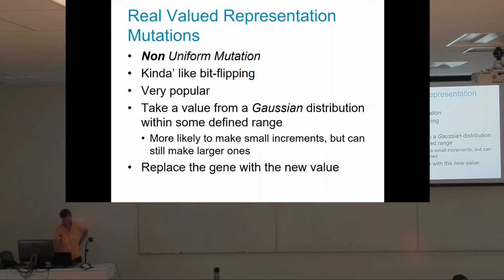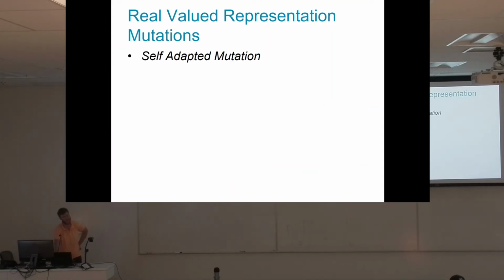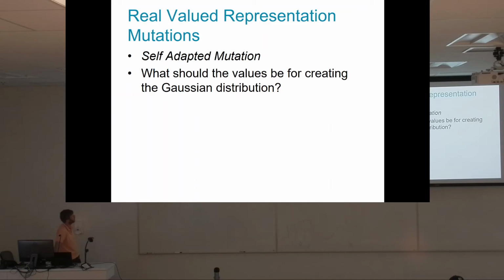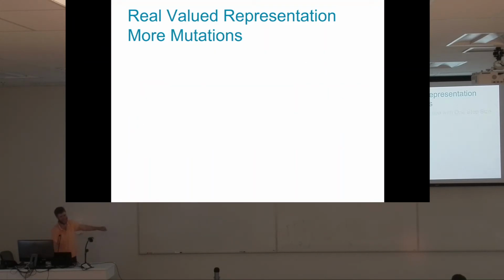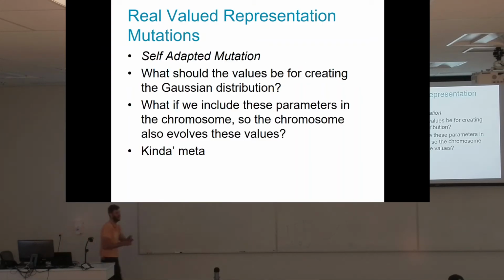Yeah. Replace the gene with a new value. Self-adapted mutation. Here's another one. What should the values be for creating a Gaussian distribution? Okay, no, you know what? Skip this one. This one's insane. This one's basically like, what if our mutation defines a way to change what the distribution should look like at different points? Yeah, you can do that, but I wouldn't. It's just kind of hard.